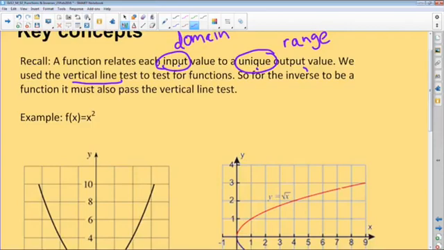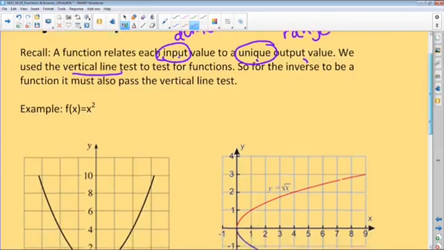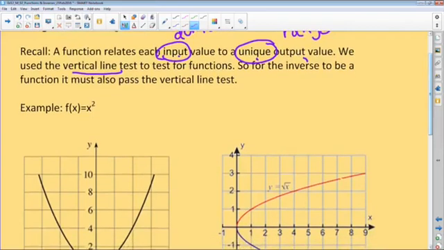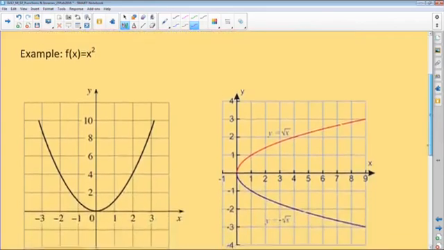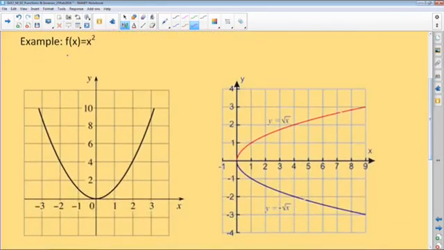So for an inverse to be a function, it must also pass the vertical line test. And I've given you an example here of f of x is equal to x squared. I just want to talk a little bit more about this vertical line test and the inverse being a function.